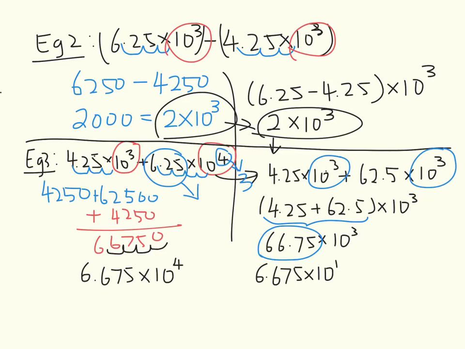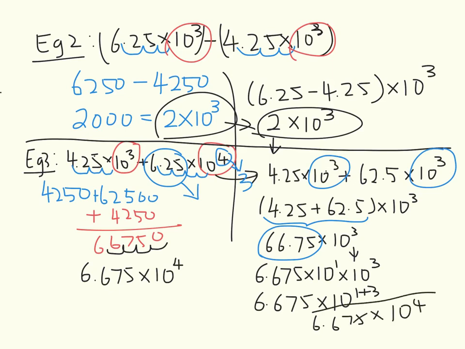Because when I reduce 66.75 by 1 decimal place, dividing by 10, I need to make sure my 10 power is increased by 1. And I'll bring this down so I get 10 to the power of 3. And now applying the product of powers property, I'll end up with 6.675 times 10 to the power of 1 plus 3. So I end up with 6.675 times 10 to the power of 4. And you can see that I get the same answer in both cases.